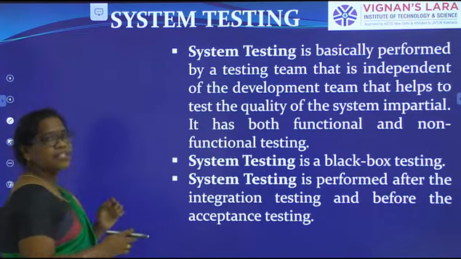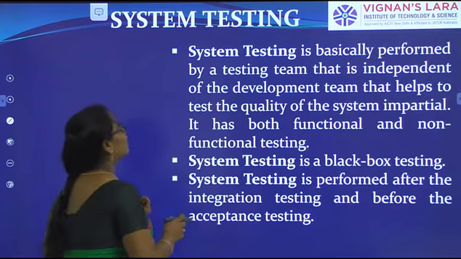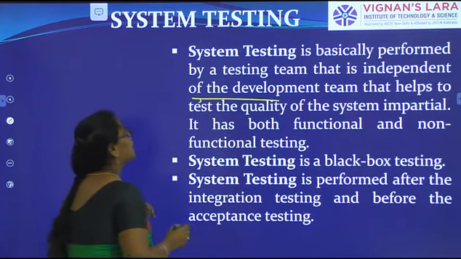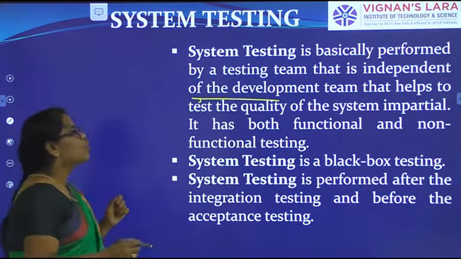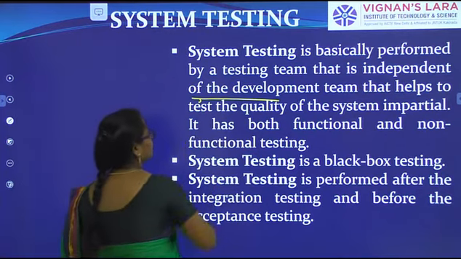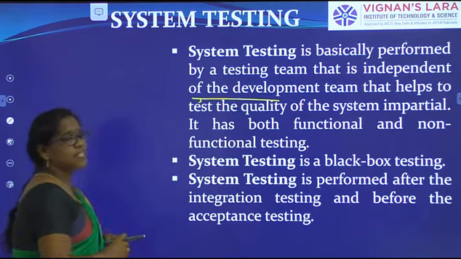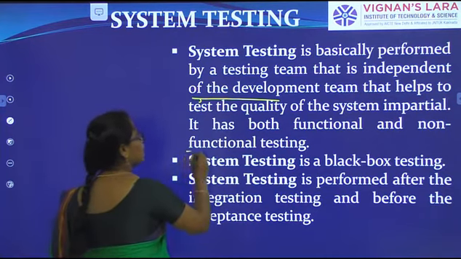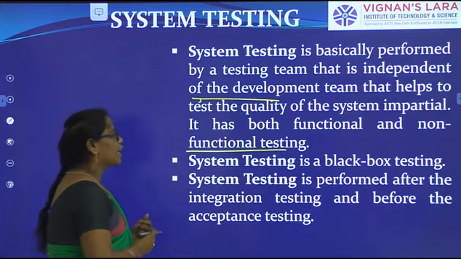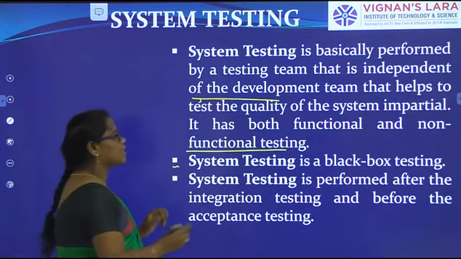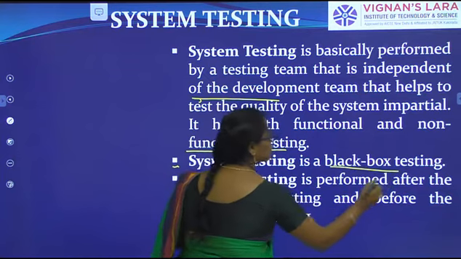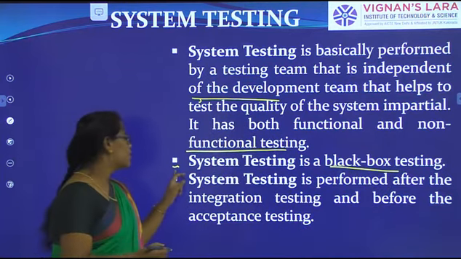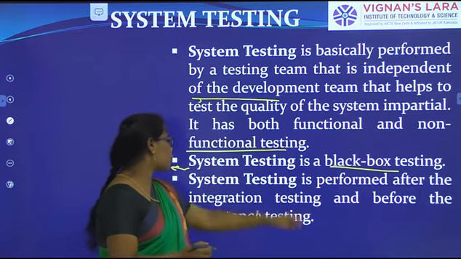System testing is basically performed by a testing team that is independent of the development team, which helps to test the quality of the system. So we use system testing in order to get the quality of the system. It has both functional and non-functional testing. System testing is also called black box testing. I said that there are some types of testing: unit test, white box and black box. System testing we call black box testing.